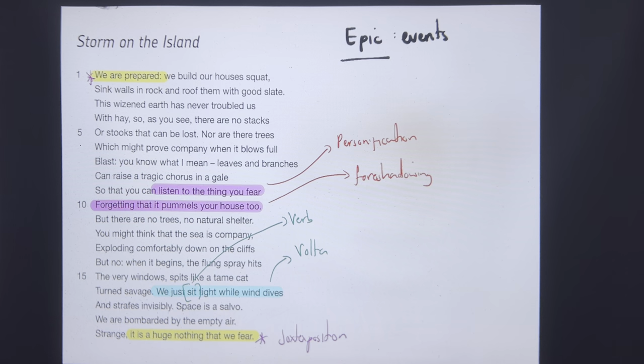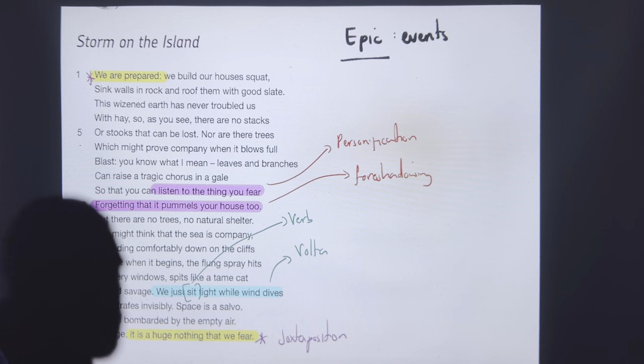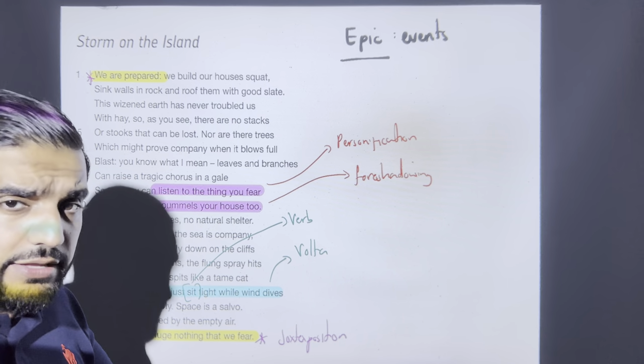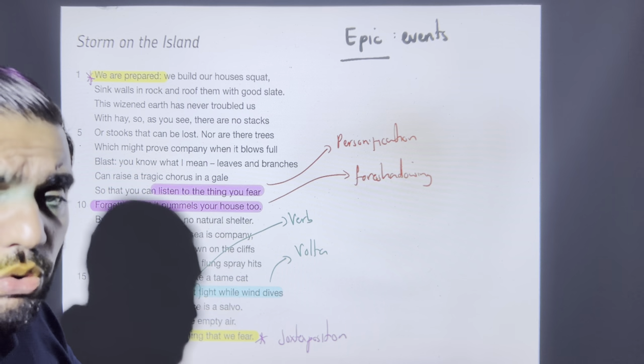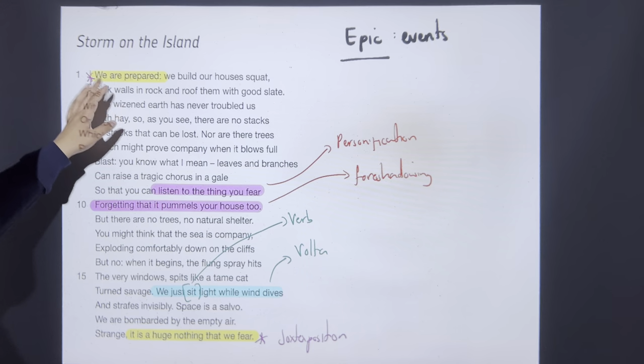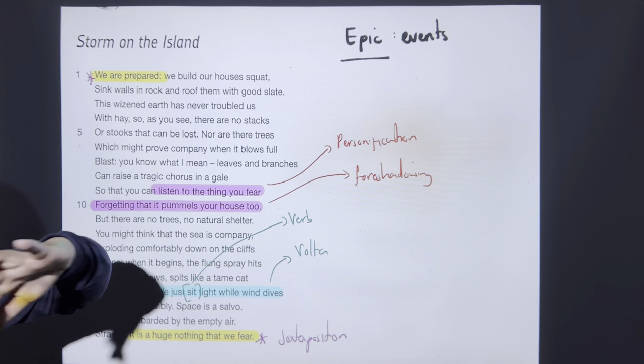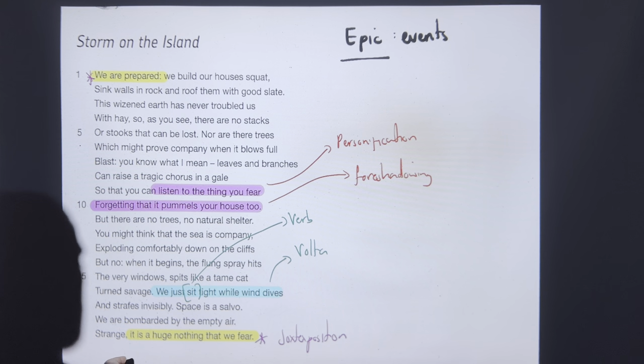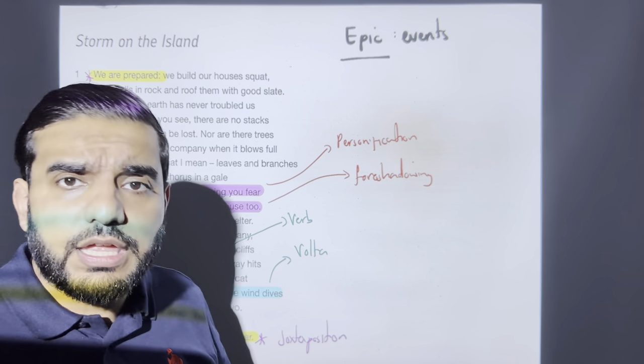Now, when it comes to analyzing these three quotes, and analyzing the entire poem, essentially, the message of this poem is that you can't ever prepare for war because there are elements you don't control. Now, it begins, guys, with confidence. It begins with "we are prepared." And it ends with "it's a huge nothing that we fear."